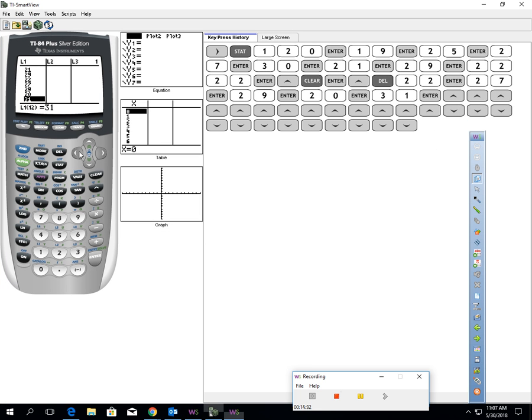Now from there it's easy. Hit stat, arrow once to calc, and you want to do one variable stat, so option 1. And then on the newer calculators, you'll have to scroll down to calculate. I have an older calculator. Just press enter on mine, and now look at all this data.